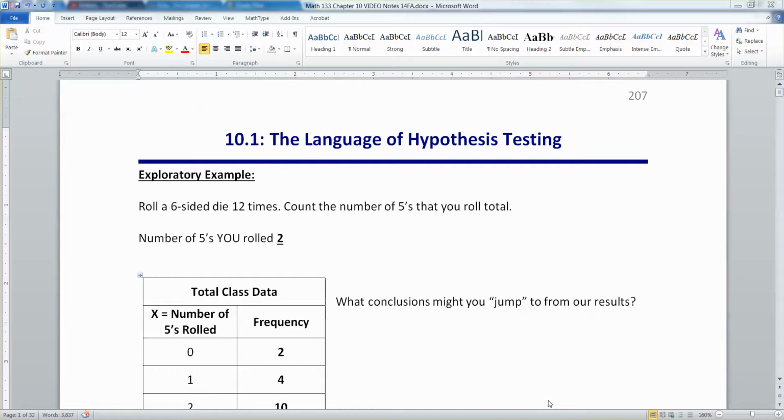In 10.1, we're going to talk about some facets of hypothesis testing. And then in 10.2, we're going to run our first tests. And then 10.3, we'll keep running tests. 10.4, we'll run some more tests, etc.